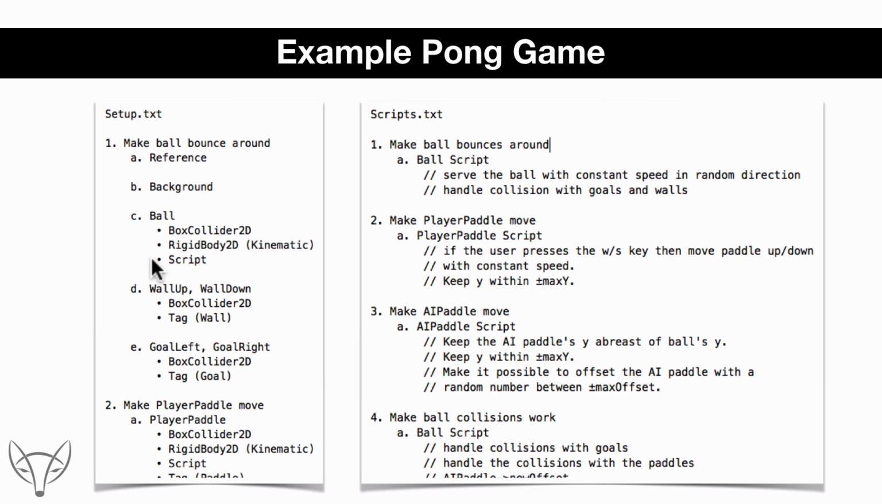If we now look at the second document, scripts.txt, we see the same pieces. Make the ball bounce around, make the player paddle move, and so on. But this time we have a list of needed scripts. For the first piece, we see that we need to write a script for our ball. And we see what this script needs to do. Serve the ball with constant speed in a random direction, and handle the collisions with goals and walls. And so on for the other pieces.